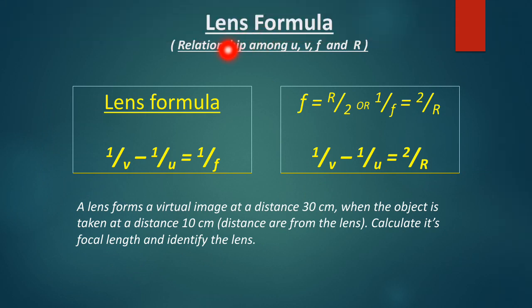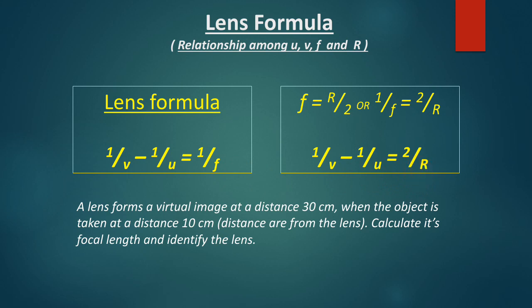Okay, now you see the lens formula. The lens formula establishes a relation between U, V, F and R. Here R means the radius of curvature. You can see the derivation in your book. Here the lens formula is given as 1/V minus 1/U is equal to 1/F. And you have the idea F is half of the radius of curvature, R. So we can write F is equal to R/2, so 1/F is equal to 2/R. So we can rewrite the lens formula as 1/V minus 1/U is equal to 2/R. In the place of 1/F, we have taken 2/R.